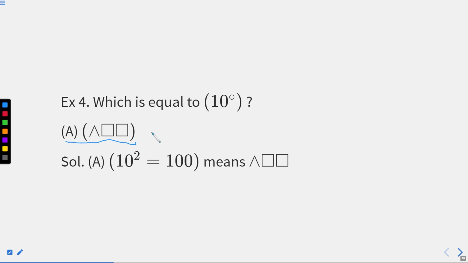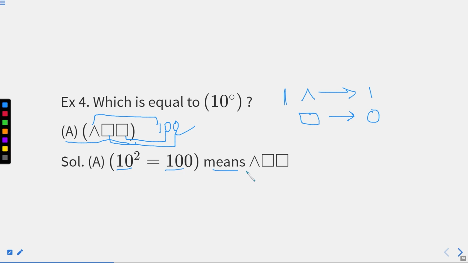We know that upper arrow is depicting 100. And how are we getting to 100? That upper arrow is depicting 1 and these two boxes are depicting 2 zeros. As we know that upper arrow belongs to 1 and that square belongs to 0. So as per the expression, what we are getting is 100, or 100 can be written as 10 square is equal to 100. That means the answer is going to be 10 square. As we are getting, we have to write in this form, na? Right? So I hope you get this question as well.